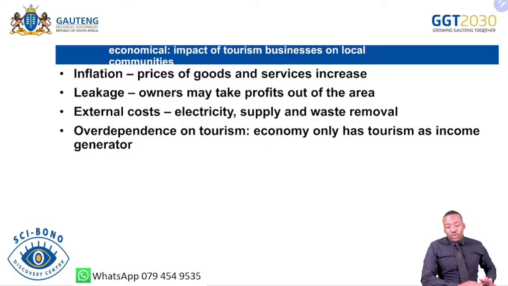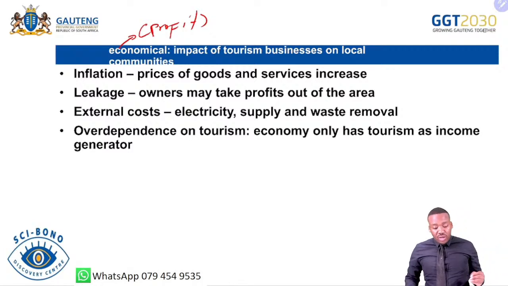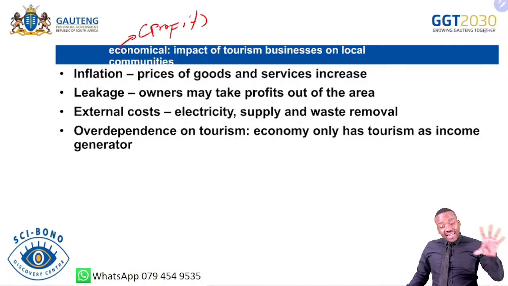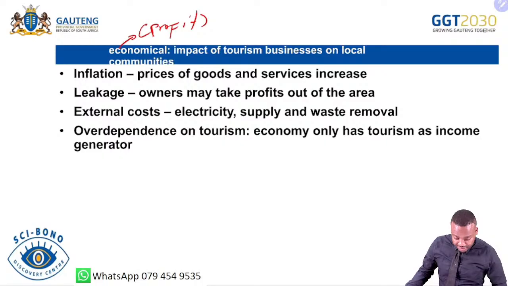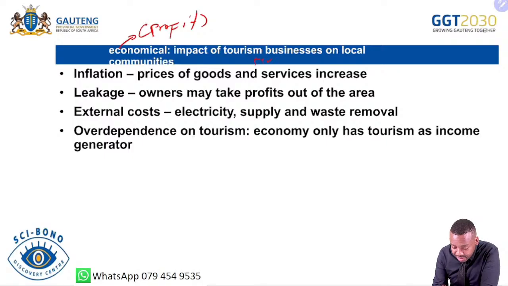Now I'm going to move to the second pillar, which is what? Economic pillar, or the profit pillar. Right? Remember, we said we are busy looking at the triple bottom line approach. We said it is assessing the impacts of a tourism business on the environment, on people, and also on profit. Now, the impact of a tourism business on the economy. The first one here, these are the negative impacts. Let me just emphasize that.